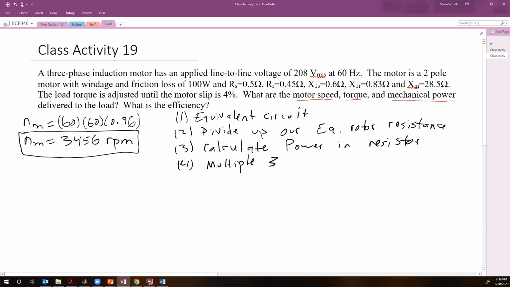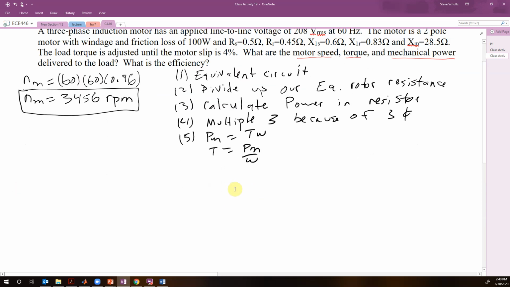And then four, multiply by 3 because of the 3 phases. And then five, PM is equal to torque times speed. So we're going to get torque is equal to PM divided by our speed. So that's the process that we're going to do. Okay, so let's start with number 1, which is our equivalent circuit.